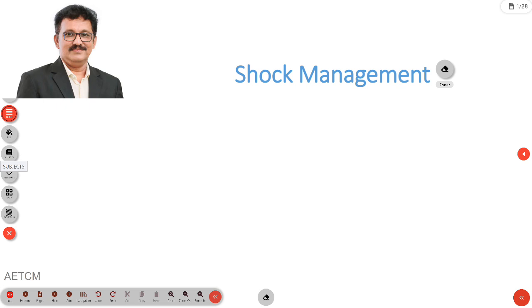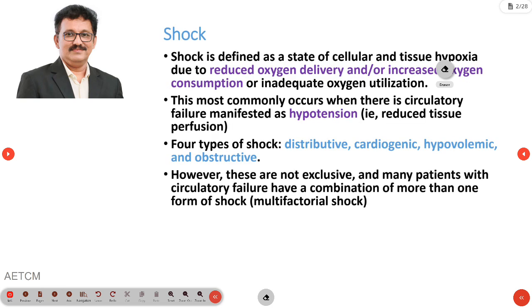Today let us discuss shock management. Now shock is a condition where cellular and tissue hypoxemia is caused due to reduced oxygen delivery or increased oxygen consumption. So there are different types of shock: distributive shock, cardiogenic shock, hypovolemic shock. But remember, all these types of shock can coexist.